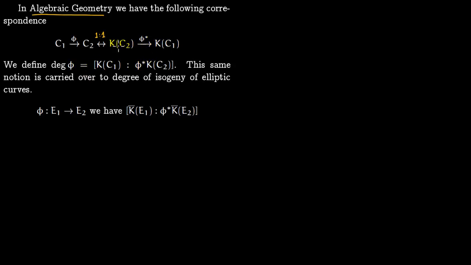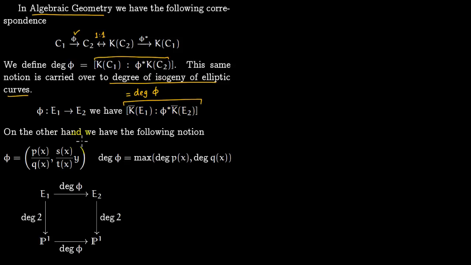Then you have this degree of extension for the field K(C1) over phi star of K(C2), and this you say is the degree of this rational map phi. We want to carry the same notion to isogeny, that is, to the degree of isogeny of elliptic curves. So again, you have the map phi from E1 to E2, and you copy this thing right here. Instead of C1 and C2, we are writing E1 and E2. This degree of field extension is the degree of our isogeny.